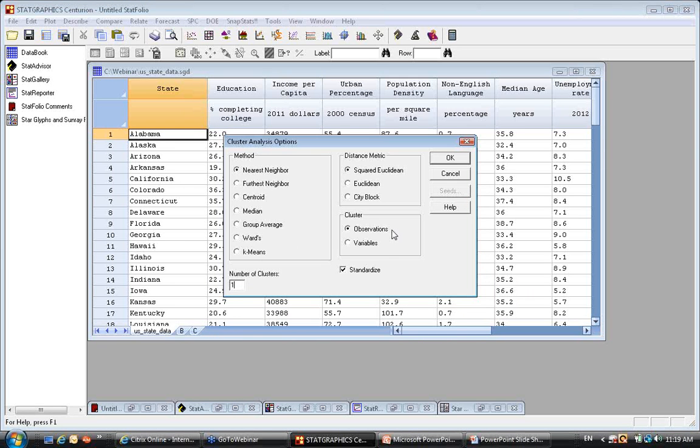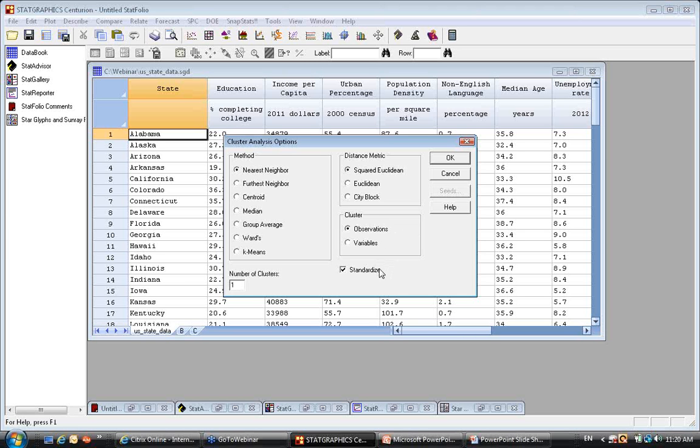I can cluster observations or variables, meaning I can either cluster states, put the states into groups, or I could put the 12 variables into groups. In this case, I'll be clustering the observations. And finally, it wants to know whether I want to standardize the variables first before I measure the distance between them. And since everything is measured in different units, I definitely want to do that.